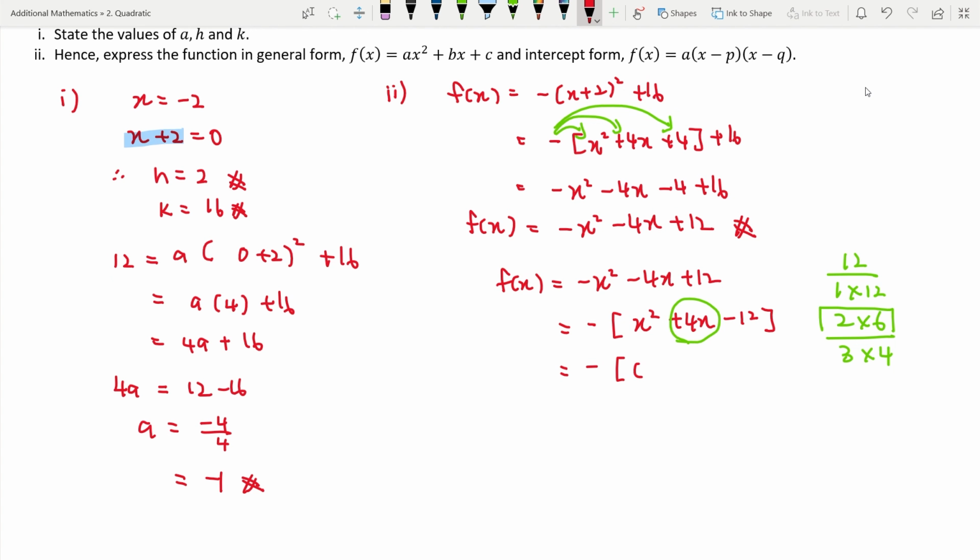-(x² is x and x. To get the 12, we need a 2 and a 6. And for positive 4x, we will need positive 6x - 2x. And also, don't forget to check negative and positive, we will get a negative. Then we simplify the function, we will get -(x - 2)(x + 6).